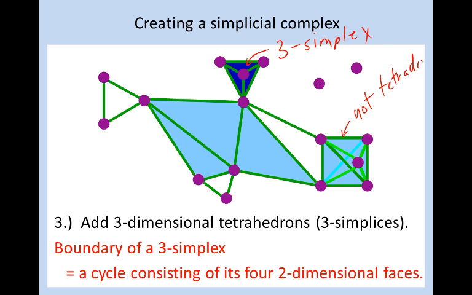Remember, the boundary of this was a pyramid with a square base. A tetrahedron, all its sides are triangles. I've got a side that's a square over here, and so I don't have a tetrahedron, so I cannot fill this in, and so we'll just have one 3 simplex. And so in this case, we now have a 3-dimensional 3 simplex, formed by adding this one tetrahedron in our step 3 of adding 3-dimensional 3 simplices.